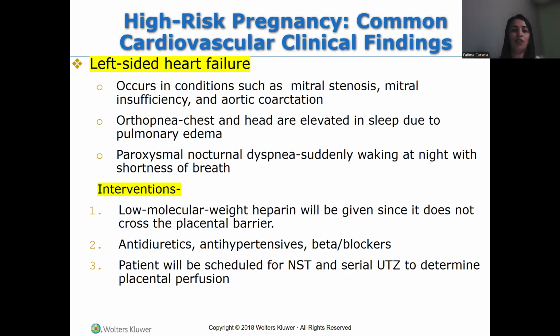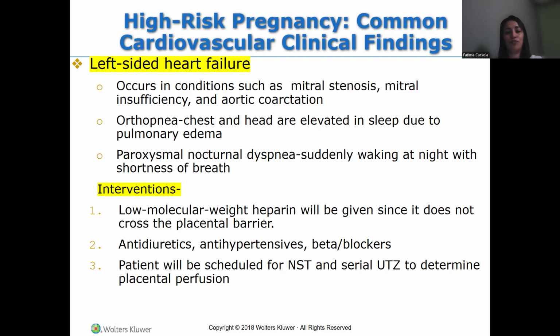So what will you do? Of course, in every diagnosis of a patient, there is always what we call a nursing intervention. So number one, you have to have low molecular weight, for example your heparin. Again, heparin is given because it doesn't cross the placental barrier, meaning it would not affect the baby that much. Antidiuretics could be given, antihypertensives or beta blockers.